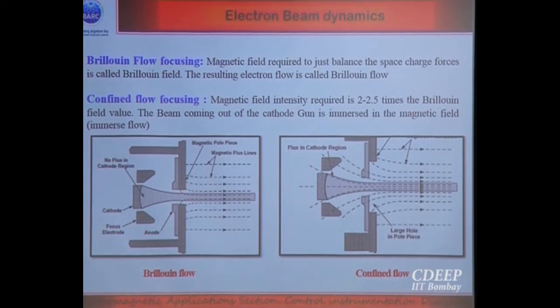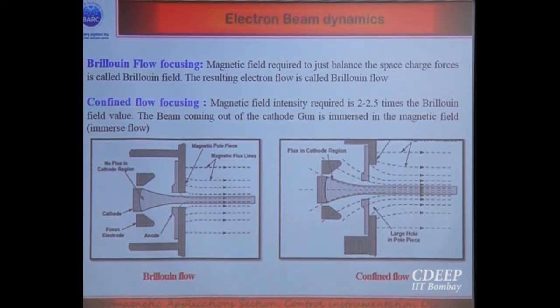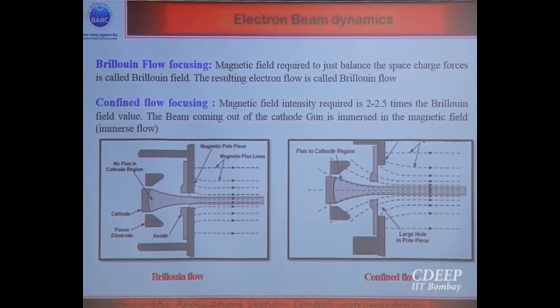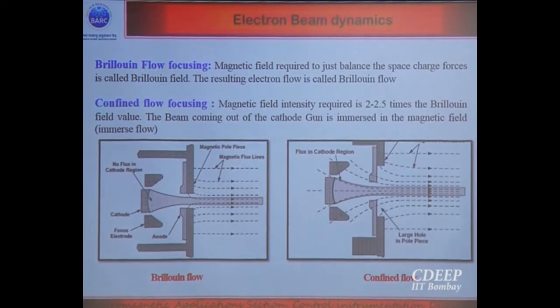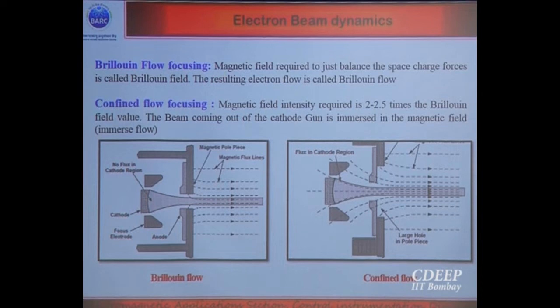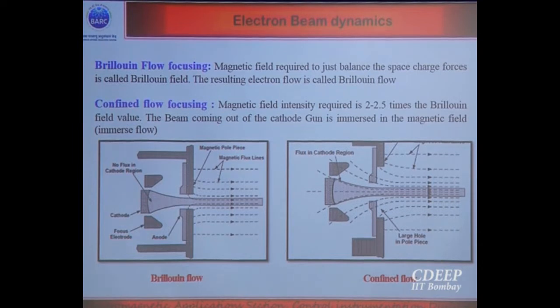But in real conditions, we have demodulations due to RF fields. At this dimension level, even a slight misalignment can cause damage to the circuit. So we cannot work with the ideal conditions. We have to go slightly higher, 2 to 2.5 times the Brillouin field value, the disadvantage of which is that the magnetic circuit becomes larger.